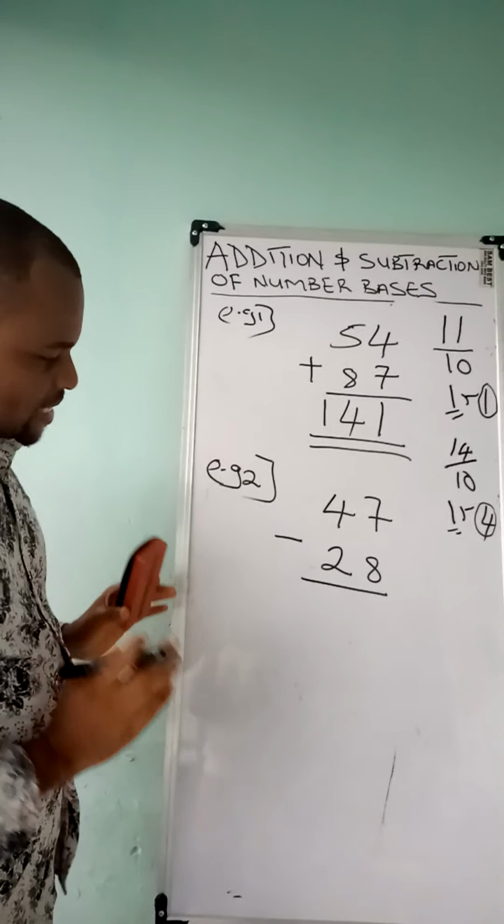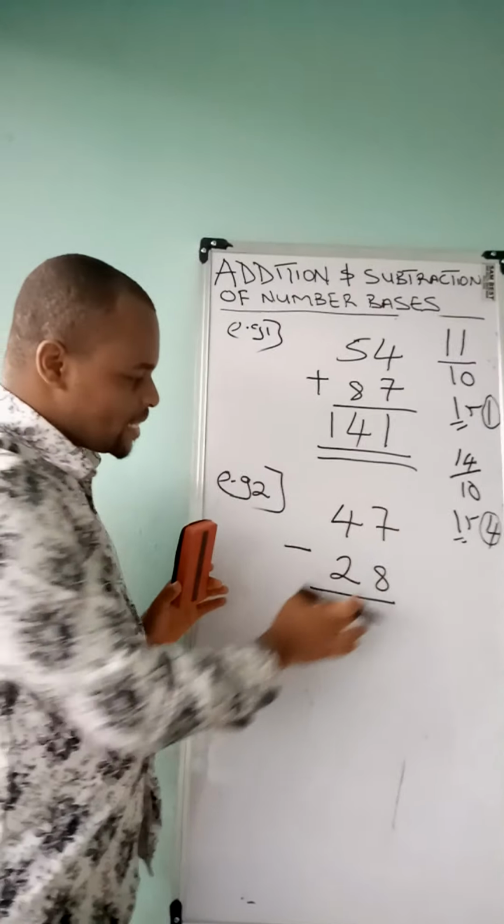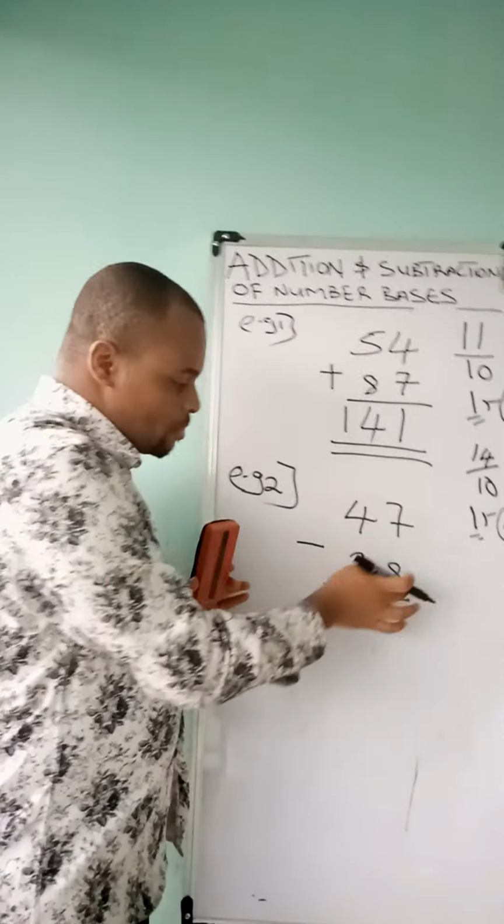Now look at this. We are working in base 10. 7 minus 8. In primary, in secondary school, they'll say you cannot. They say borrow 1 here and put it here. If you put that one here, it becomes 17. Now, I want to explain why it is 17. Because we are working in base 10.